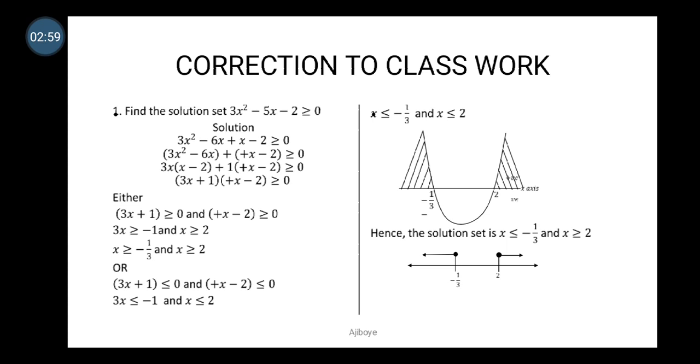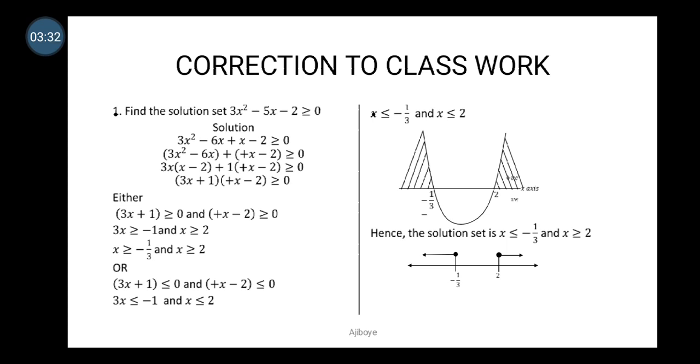Solving those linear inequalities will result in 3x greater than or equal to minus 1 and x greater than or equal to 2. When the minus 2 crosses the inequality sign, it becomes plus. And finally, you have x greater than or equal to minus 1 over 3, when you divide both sides by 3, the first linear expression, and x is greater than or equal to 2. That's the solution of the first case, when both numbers are positive.